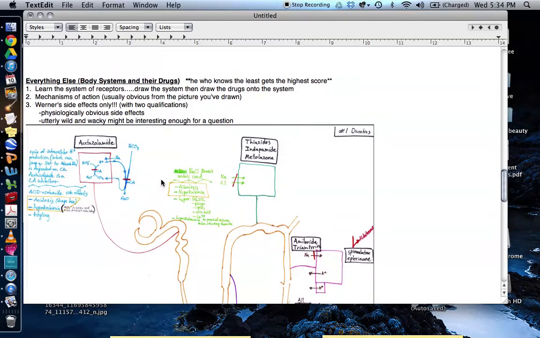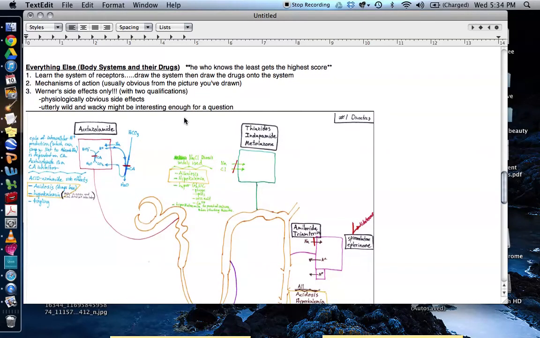Okay, and so then talking about the everything else section of Pharm, my kind of mantra for this is he who knows the least gets the highest score. And that's after I was a little frustrated on my first Pharm test because I basically tried to know about 4 side effects for every drug. And after the test, 3 days later, I realized I didn't know any of those side effects anymore. Like, they were just gone out of my brain. I tried to know too much. I didn't break it down to the essentials and memorize the essentials.